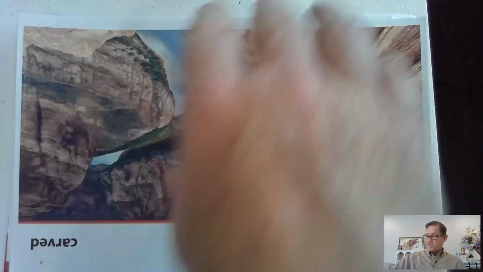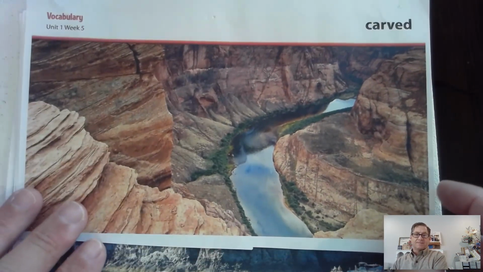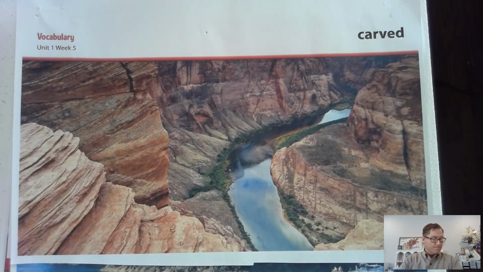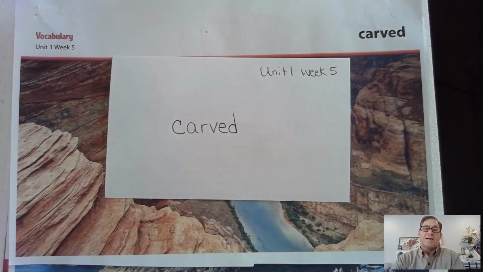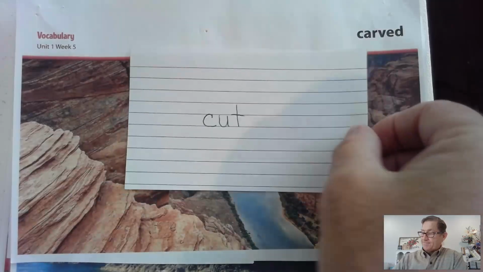Another word in this week's selection is carved. Say that word with me. Carved. To carve is to cut something into a shape. An example, a strong river carved this canyon out of rock. What other things can be carved? Okay, so on one side I want you to write carved, and the other side I just simply want you to write cut.